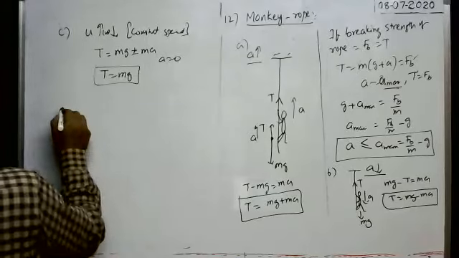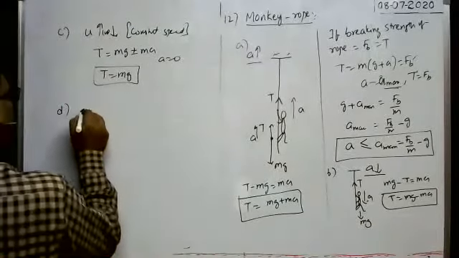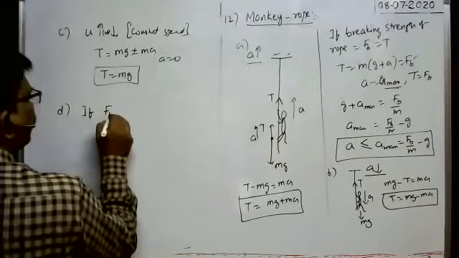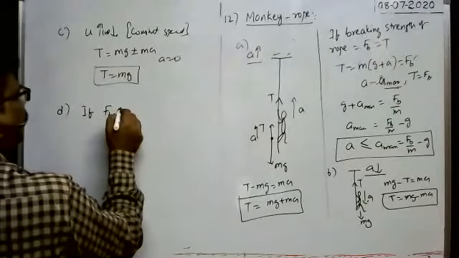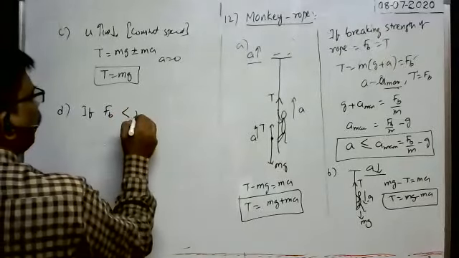Okay, next, the same concept they may be asking like this. If the breaking strength of the rope, Fb is the breaking strength, the breaking strength of the rope is less than the weight of the monkey.